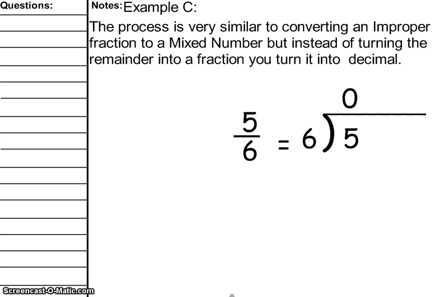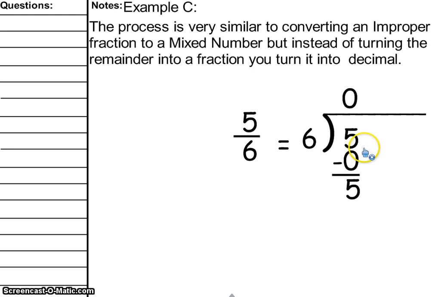Example C, here's the process of going through actually converting a fraction to a decimal. It's very similar to when we're doing an improper fraction to a mixed number, but instead of turning the remainder into a fraction, you're going to turn it into a decimal. So here we have 5/6, and of course, since 5/6 is less than 1 whole, we are not going to have a whole number when we divide. It's going to be a decimal, less than 1. So 6 does not go into 5, so we have 0. I'll go ahead and multiply 6 times 0 is 0 and subtract, which gives me 5.